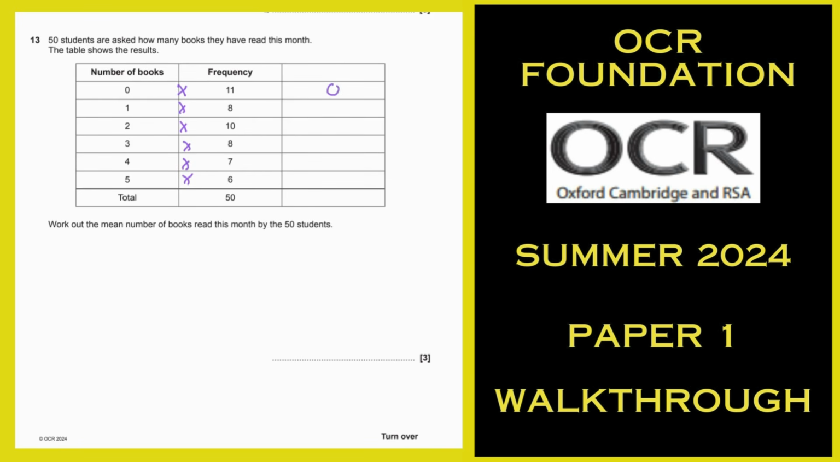0 times 11 is 0. Don't fall into that trap of thinking it's 11. Get all these times. I'm getting 8, 20, 24, 28 and 30, giving us a total of 110. You need to take that 110 and divide it by 50. It's not 6. You don't divide by the number of lines, you divide by the number of students. We get 2.2, and on we go.